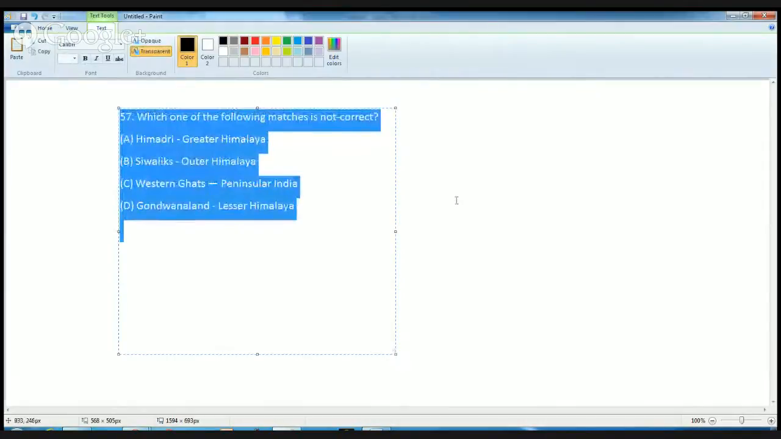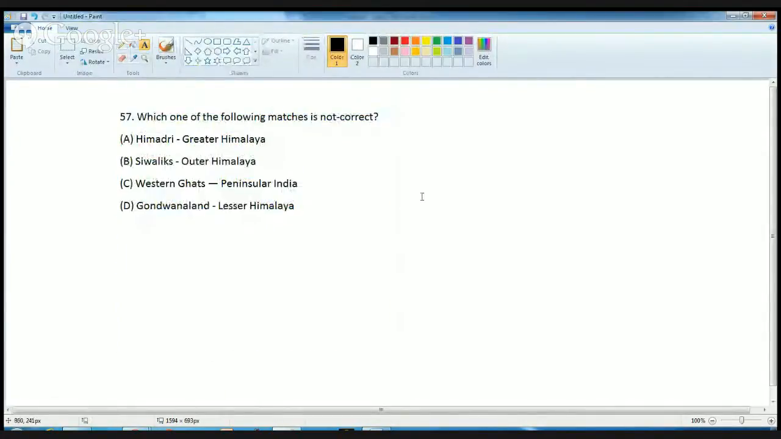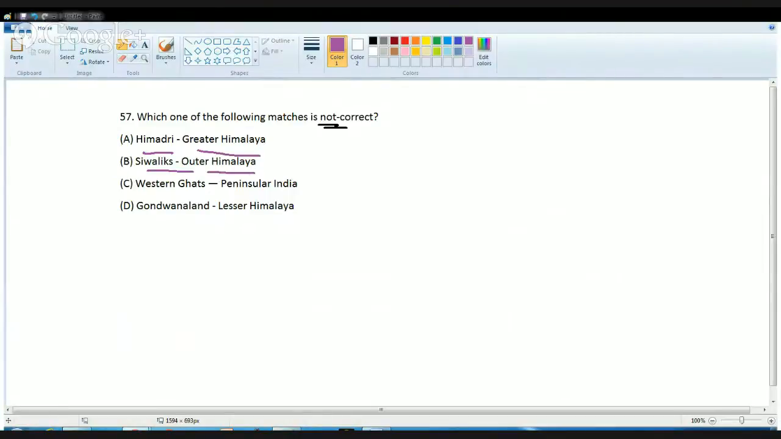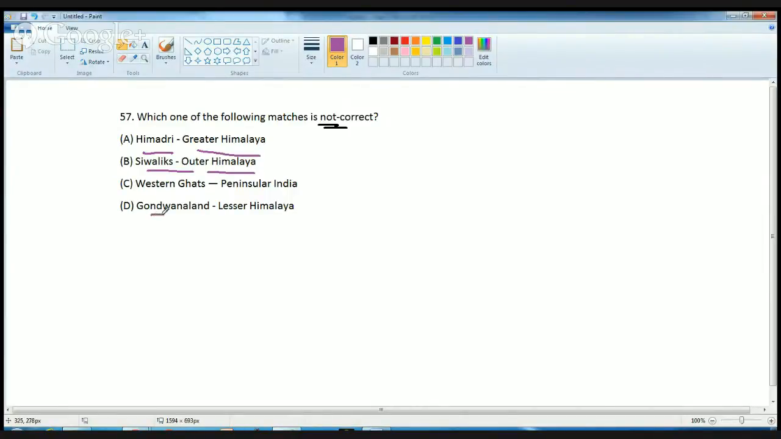Now this question, we need to know which of the following is not correctly matched. So what is important here is to read the word not. A lot of students just ignore this and then they get into trouble. So Himadri is a part of Greater Himalayas, Shivaliks is a part of Outer Himalayas, both of them are correct, and Gondwana forms the Lesser Himalayas. Now the only incorrect choice is this.